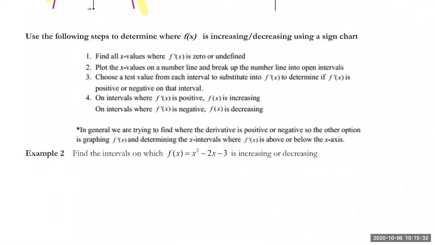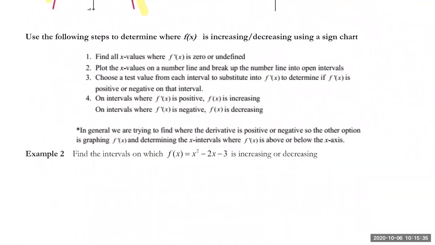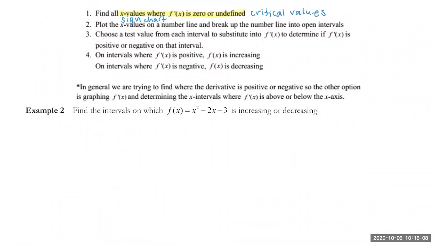Okay, so down below here, we're going to incorporate this into an example problem. Yesterday, you found critical values. You found x values where f prime of x is 0 or undefined. Step 1 was to find the critical values. Then we're going to create something called a sign chart. Sometimes you'll hear me say, create a sign chart. That's step 2. You plot those x values from step 1 and break up the number line into open intervals. Then we pick test values. A test value is just a number within that open interval that we use to determine if f prime is positive or negative.